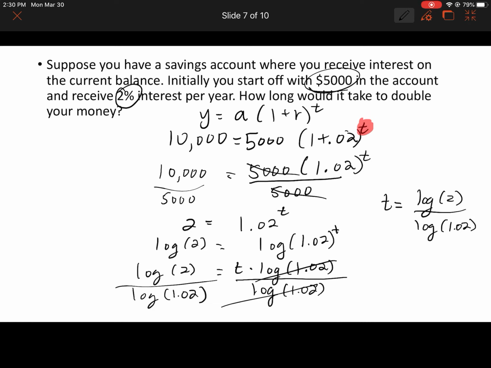Okay, so I'm going to give you the actual value here. Let's see how much time it takes for you to double your money. Let's see. So log of 2 divided by the log of 1.02. And that's approximately 35.